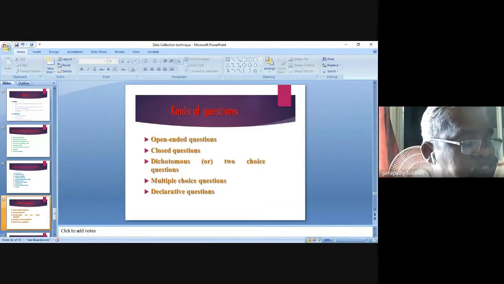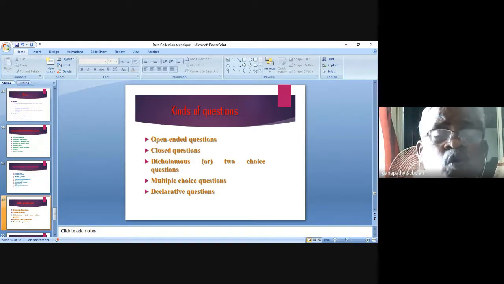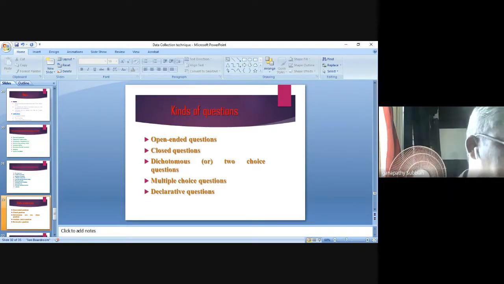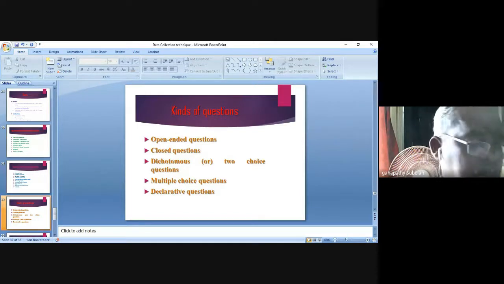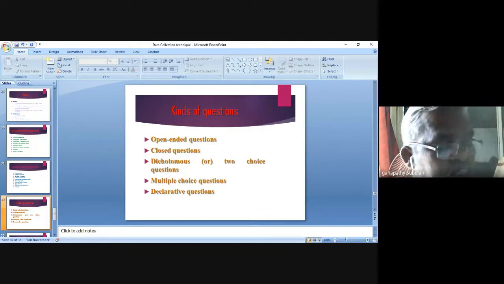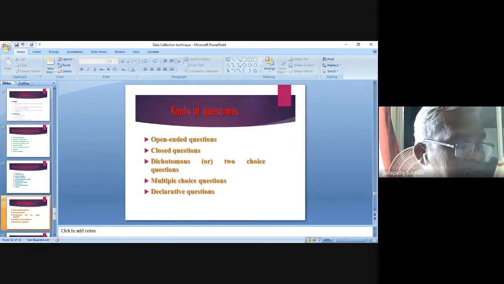The next topic is kinds of questions. In structured questionnaires, what are the various types of questions involved? The first one is open-ended questions. The open-ended question is an unstructured question which provides free scope for the respondent to answer. For example, what would be your next choice had the present brand not been available in the market? That is an open-ended question.